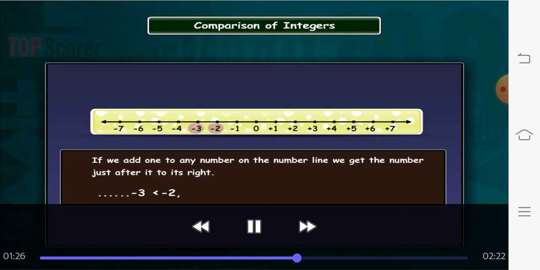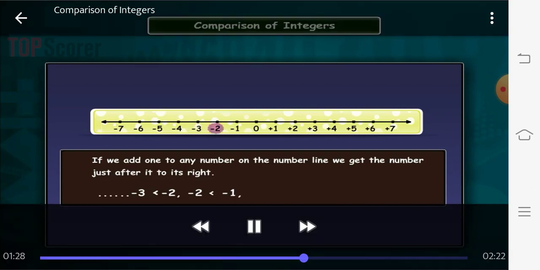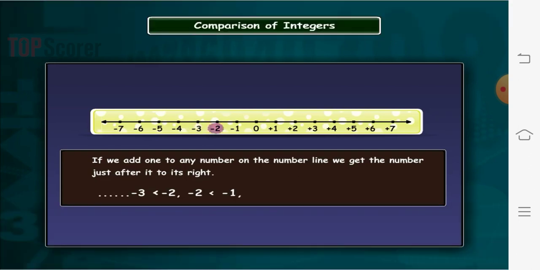Now one more example we can take. I have taken here minus 2 and minus 1. Now both the numbers are negative. You just have to check on the number line which number is very much closer to the origin. Now here, as you can see, minus 1 is very much closer to the origin. So minus 1 will be greater. So the crocodile mouth opens towards minus 1.